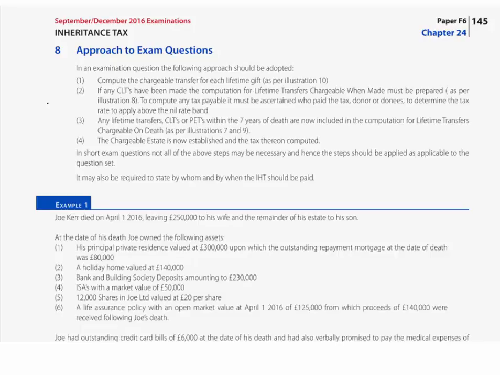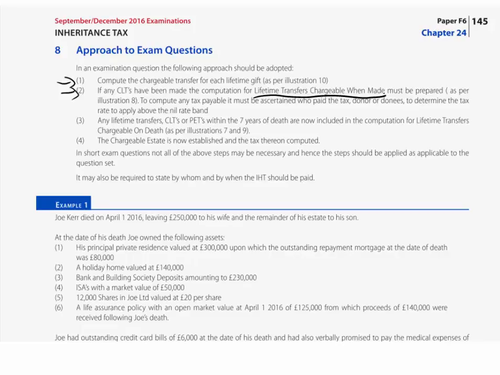First of all, analyse your lifetime gifts. If there are exempt transfers, state that they're exempt. This is assuming a section C question here. State that they are exempt. Then in relation to PETs and CLTs, point 1, compute the chargeable transfer figure for each lifetime gift, like we've just done in illustration 10. If you do have a transfer into trust, then the second point, if any CLTs have been made, then we've got to do our computation for lifetime transfers chargeable when made. We need to prepare that computation. Again, remind yourself of what that looks like.